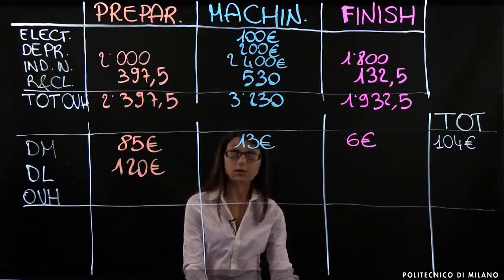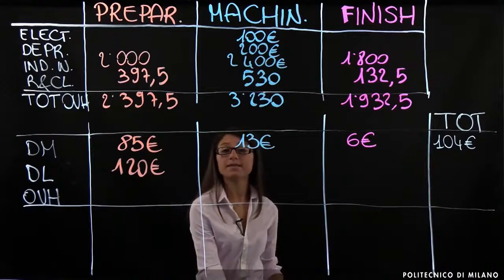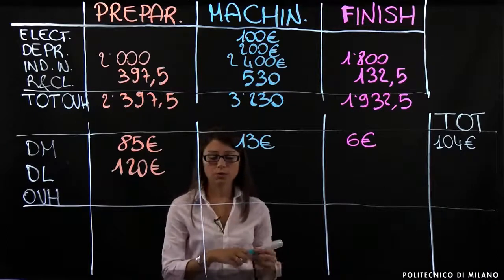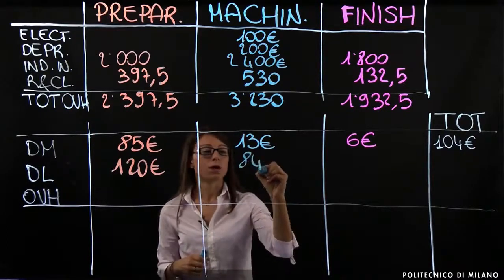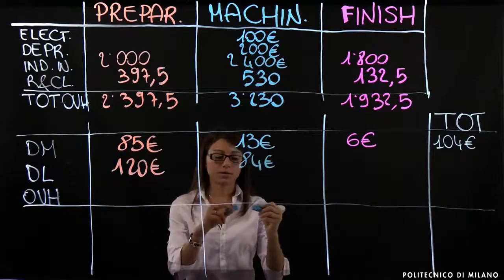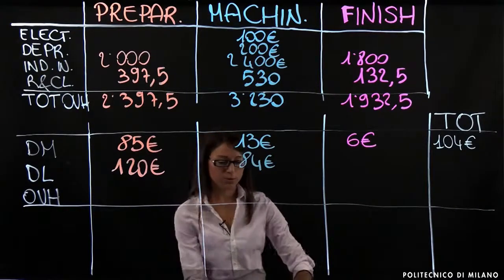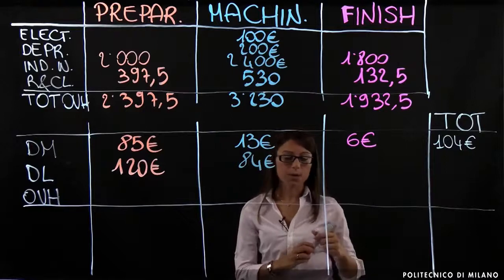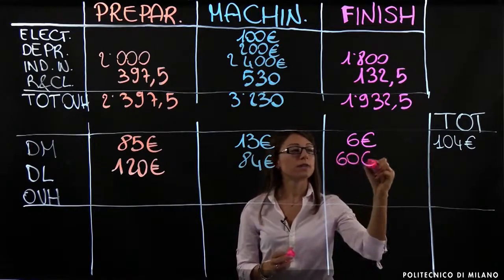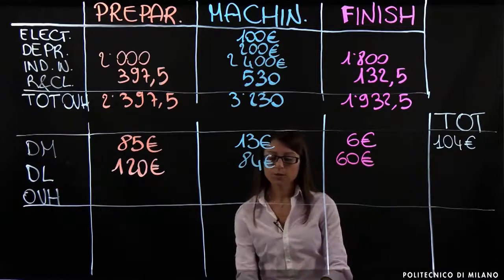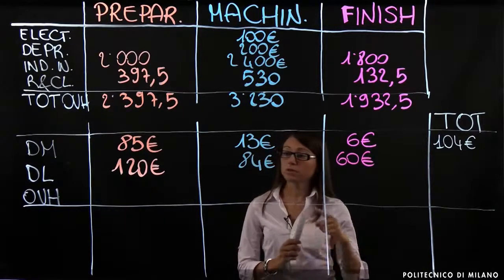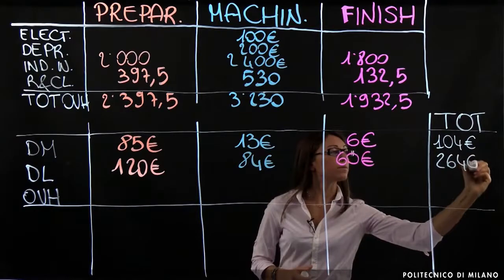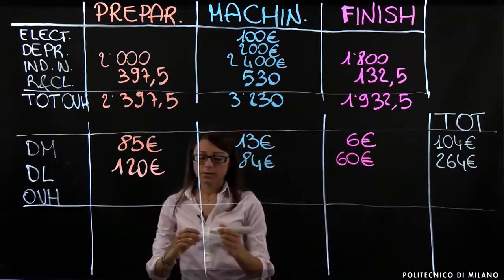We can do the same for the machining department. Again, if we multiply 7 hours, which are the direct labor hours, by 12, which is the cost of 1 hour of work, we identify 84 euros, which is the direct labor traced to the machining department. Finally, if we do the same for the finishing department, we have 5 hours of direct labor multiplied by 12 euros per hour, so that we have 60 euros, which is the direct labor traced to the finishing department. If we sum these, we identify that the total cost of the direct labor absorbed by our job is 264 euros. So we have traced direct material and direct labor.